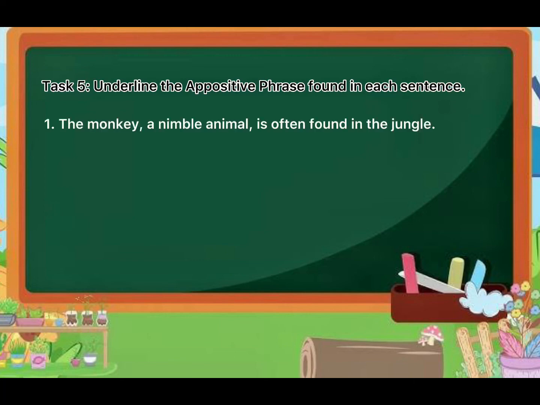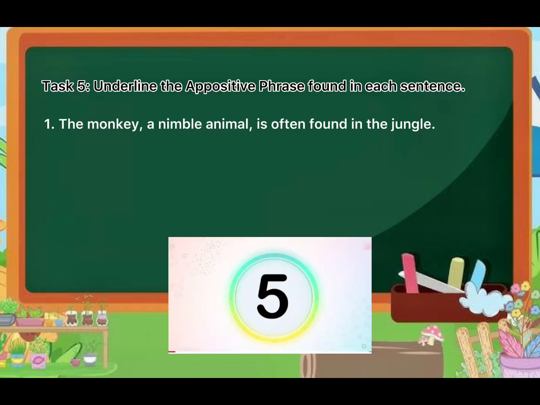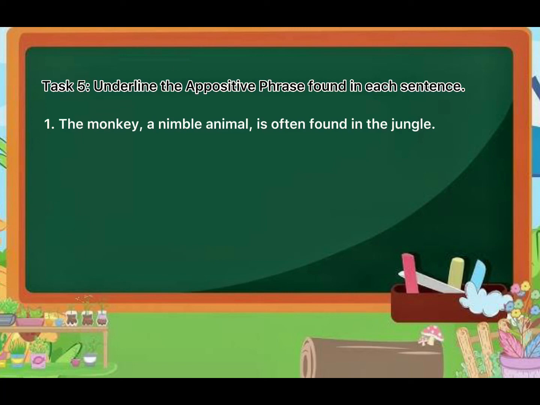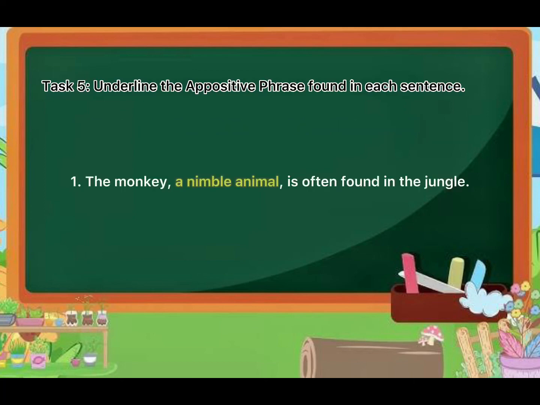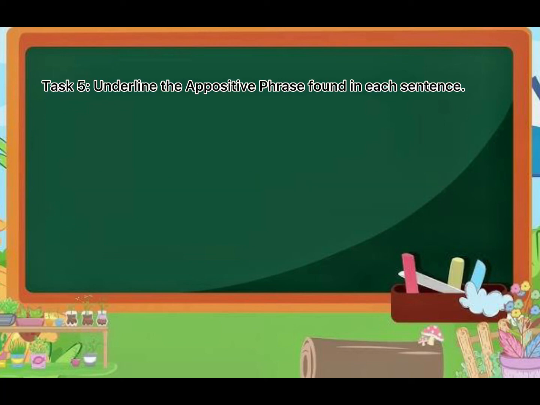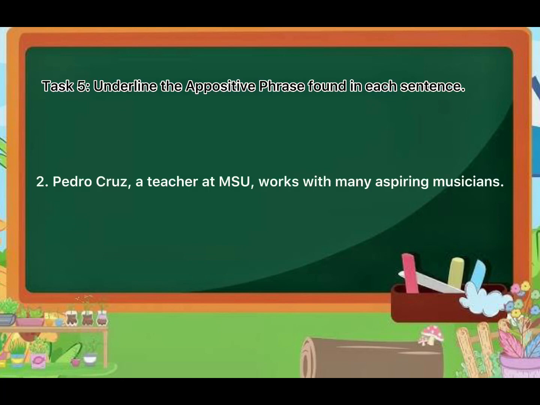Number 1. The monkey, a nimble animal, is often found in the jungle. Your timer starts now. I believe that your time is up. Now let's check if your answer is correct. The monkey, a nimble animal, is often found in the jungle. The appositive phrase found in this sentence is a nimble animal. Do you arrive at the correct answer? I hope so.